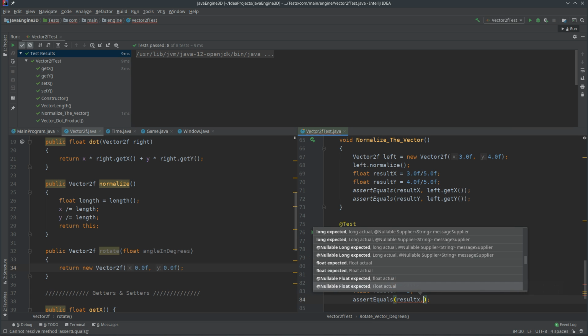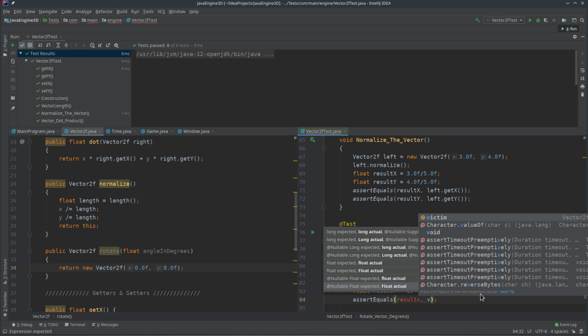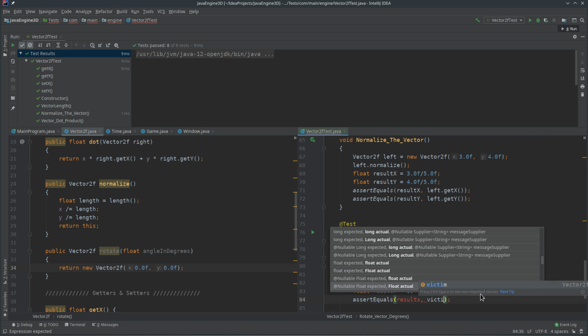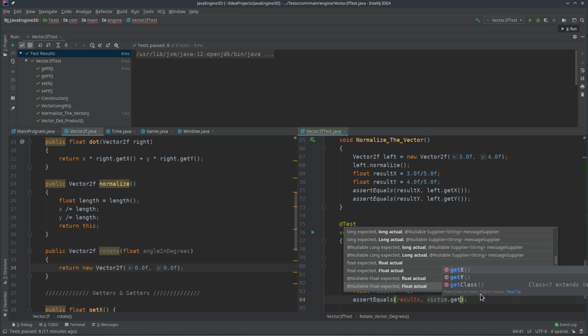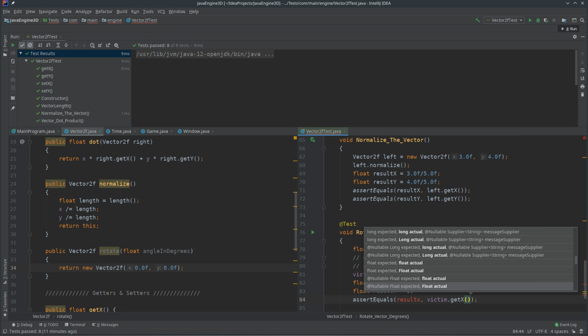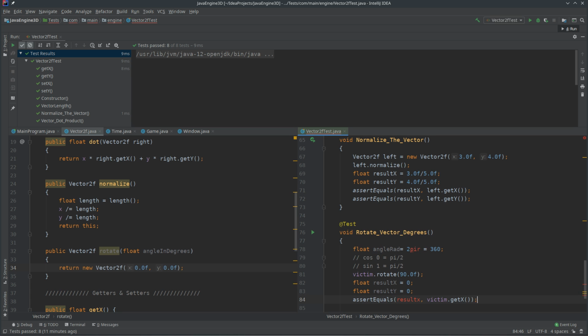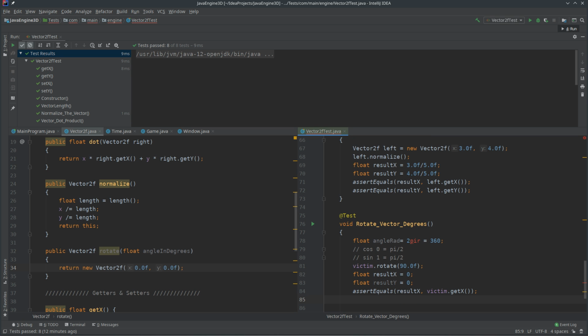Is the same as whatever victim becomes, victim get x. So victim get x. Okay, and I'll put small x instead of a large one. So now a plan is coming together already for doing this.